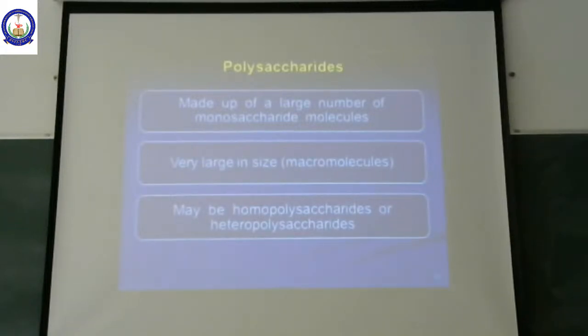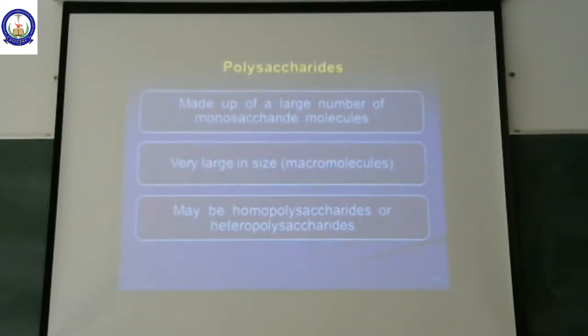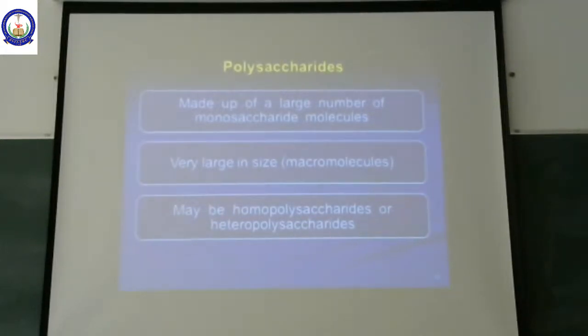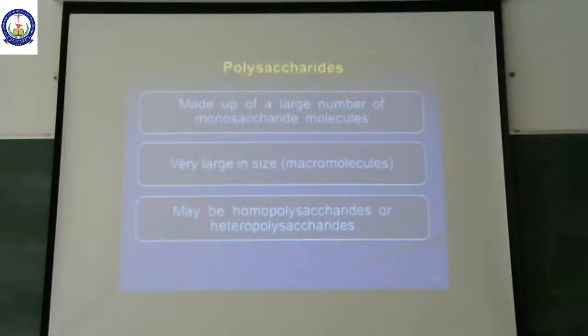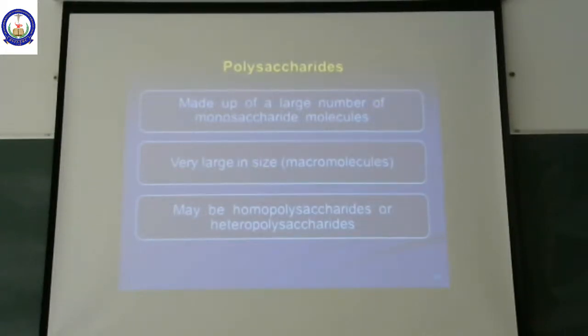In the last class we started with the chemistry of carbohydrates. We defined what carbohydrates are, their classification, and their properties. Those are the things we discussed in the last class, and we explained up to disaccharides. Today we will start with the polysaccharides.